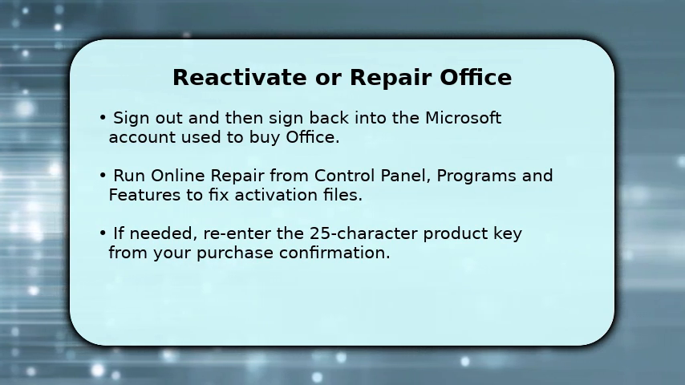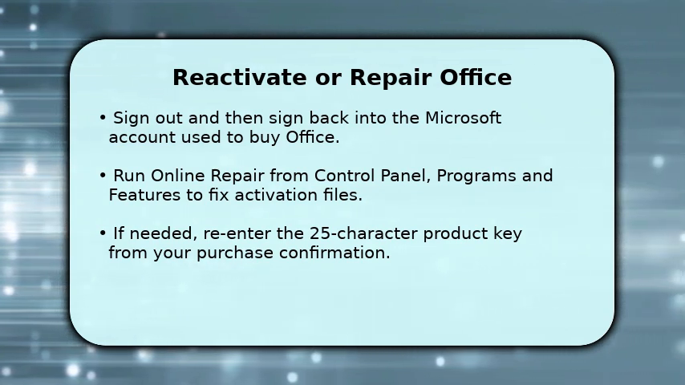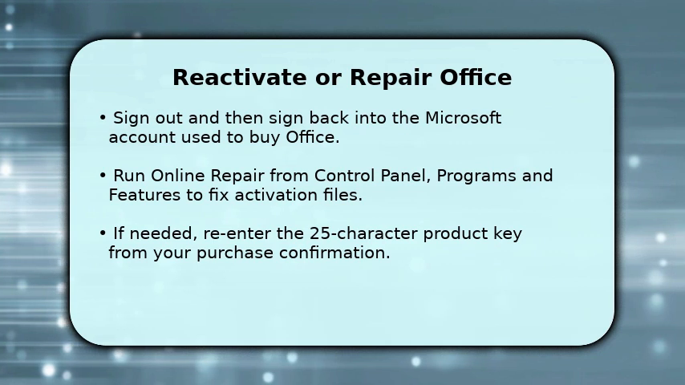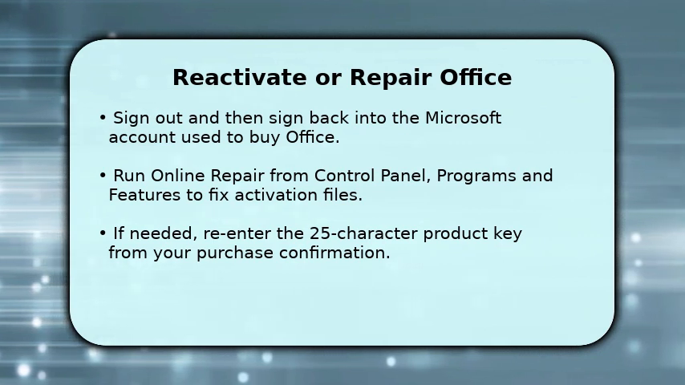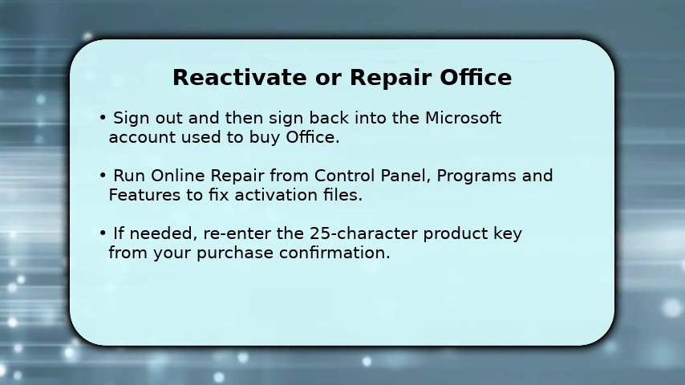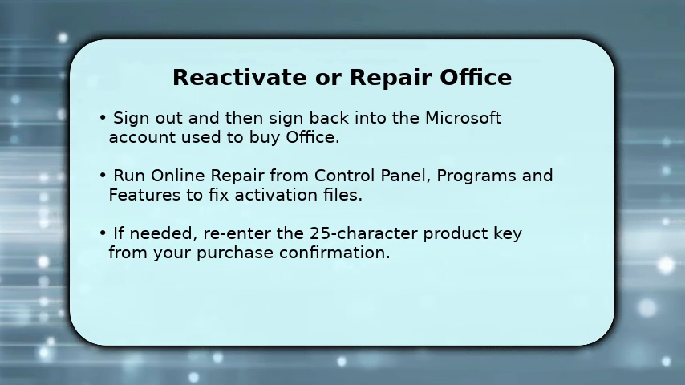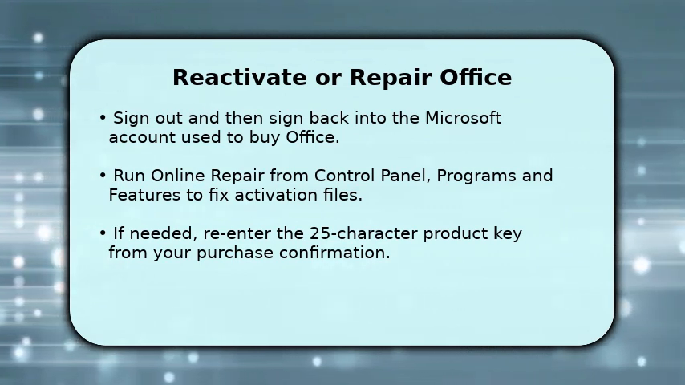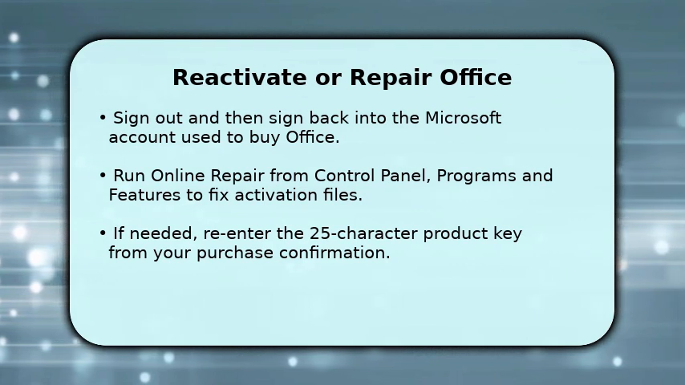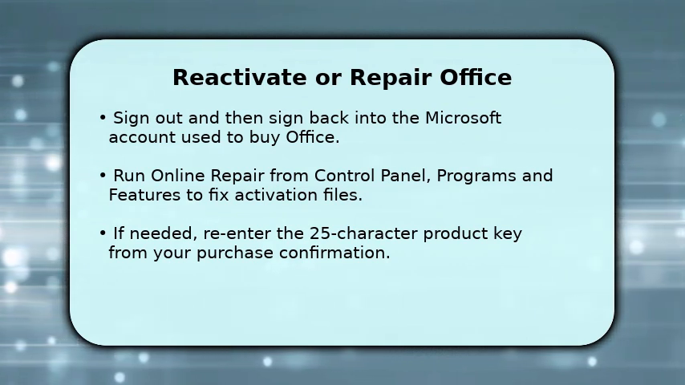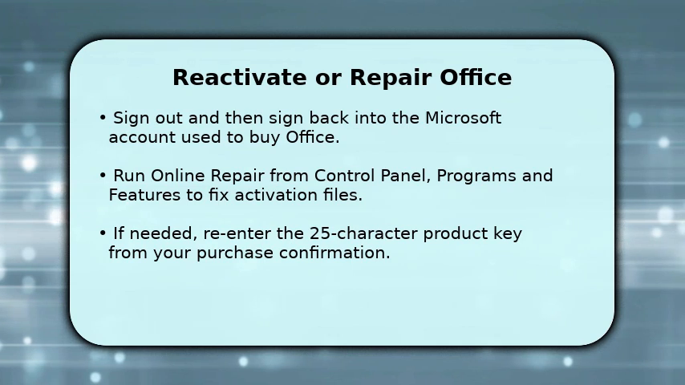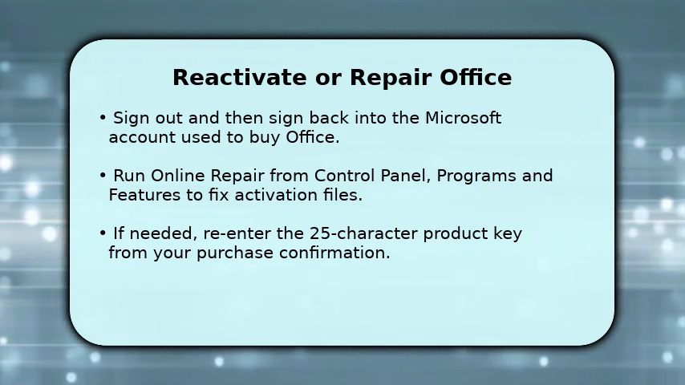If signing in fails, open Control Panel, Programs and Features and choose Office, then Repair, and pick Online Repair. Online Repair reinstalls missing activation files while keeping your documents intact. If prompted, re-enter the full 25-character product key you purchased, or found in your account confirmation email.